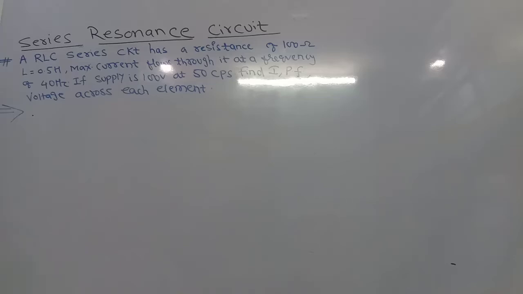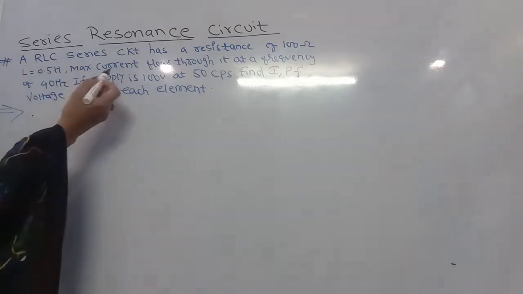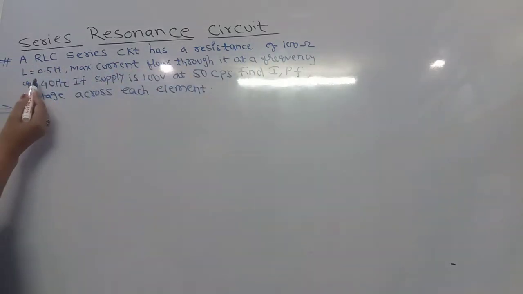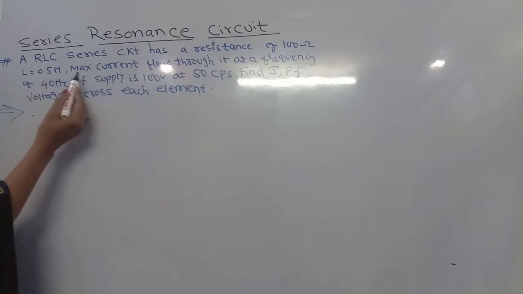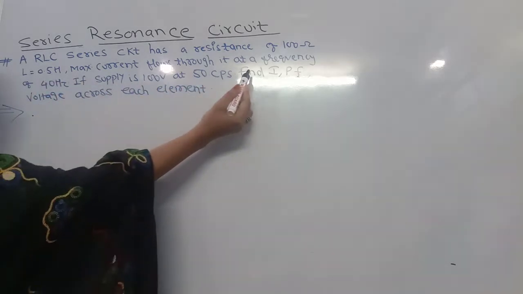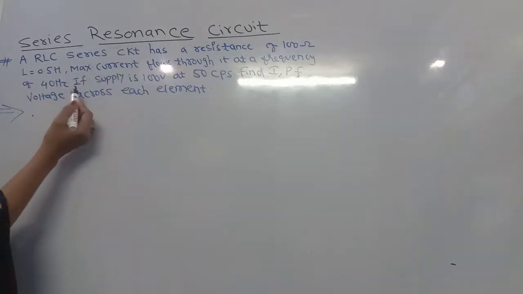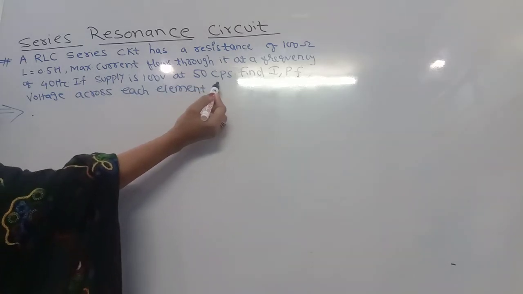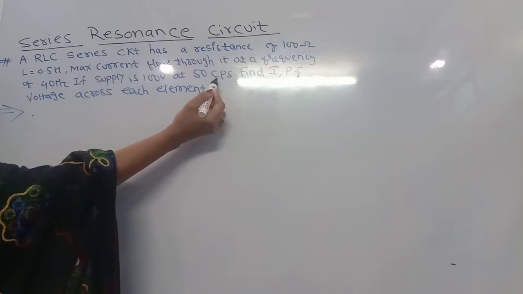Hello everyone, today we are going to continue the subject of network analysis. In that, the chapter is on series resonance circuitry. So here the series resonance numerical is mentioned. An RLC series circuit has a resistance of 100 ohm, L is equal to 0.5 Henry. The maximum current flows through it at a frequency of 40 Hertz if the supply is 100 volt at 50 cycles per second. CPS is nothing but cycles per second.